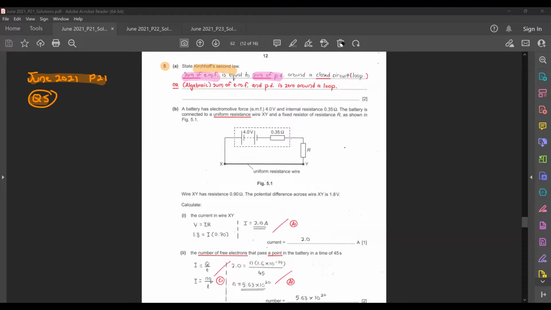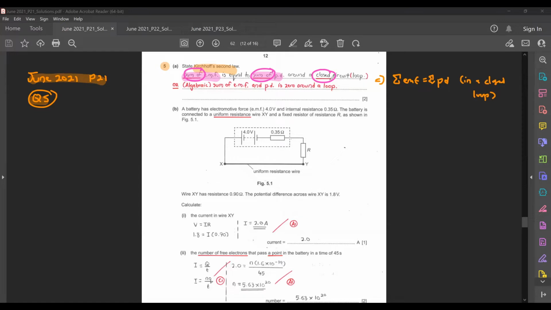Some keywords that you always need to ensure are written down are sum of EMF and sum of PD. And not to mention, you need to mention that it's a closed circuit. Okay, these are the keywords that ought to be inside your answer. Now, if this is written in mathematical form, in equation form, it just means the sum of EMF equals the sum of PD in a closed loop. Okay, this is one way of looking at it.